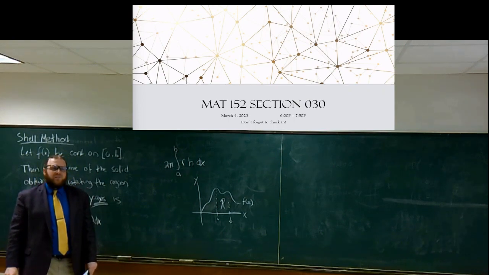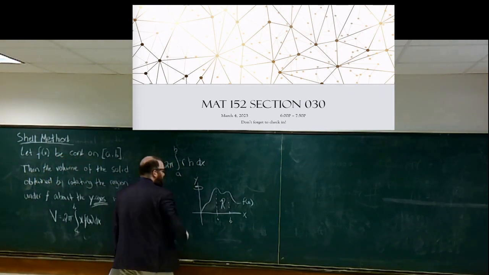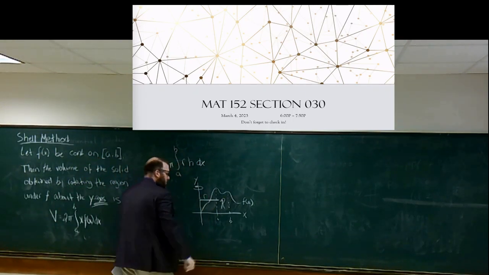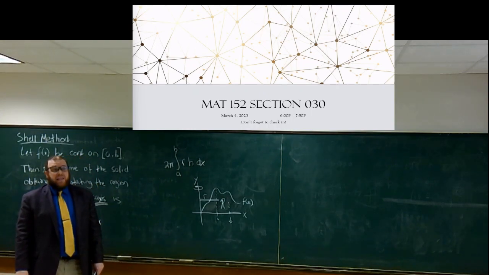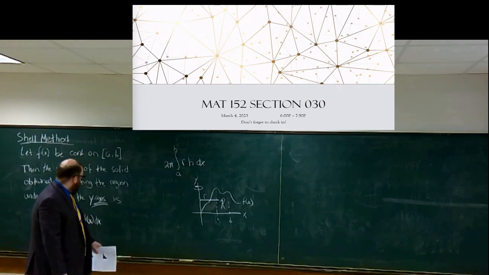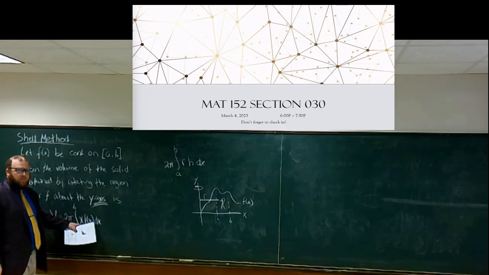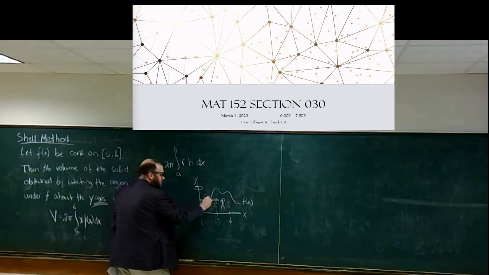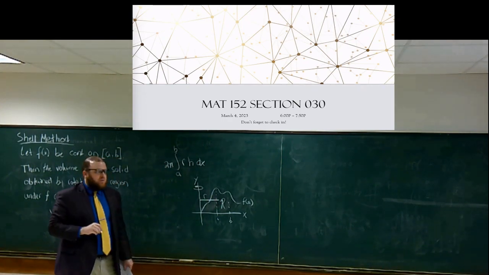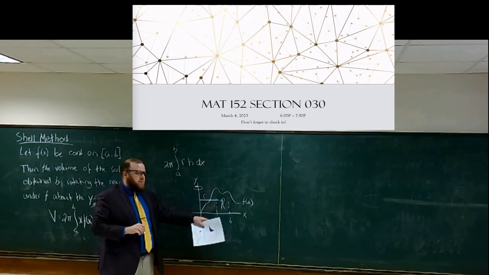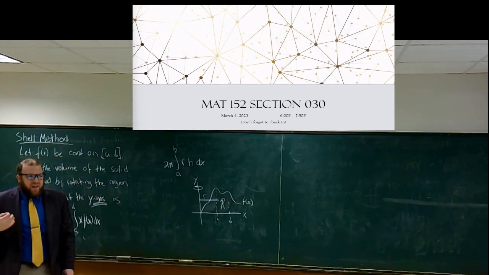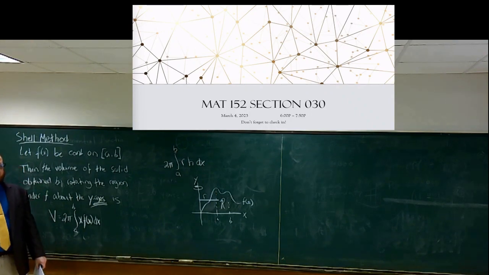I call that region R. Rotate about the y. That's R, which is x. So as long as you're rotating about the y-axis, your R is always going to be x, right? Because it's the distance from the axis to the point. Well, that distance is whatever the x-coordinate happens to be, and that varies, obviously, as you move along the interval from a to b.